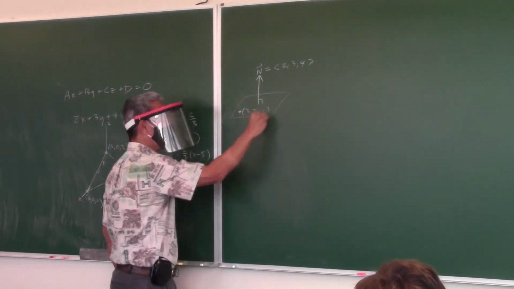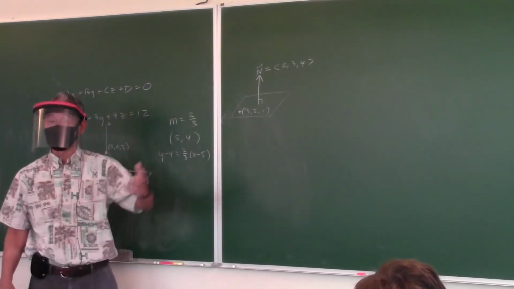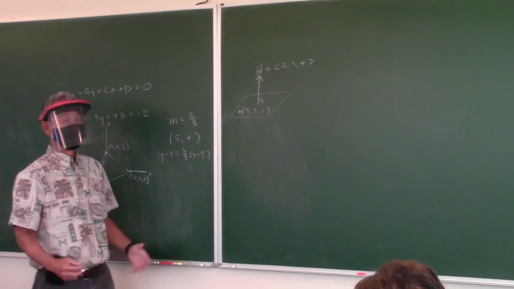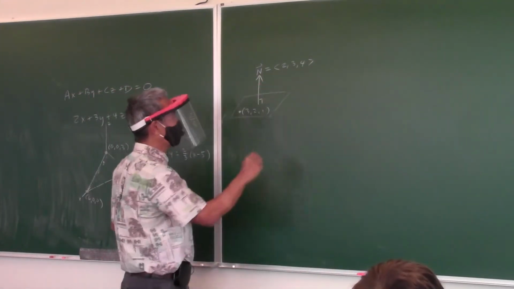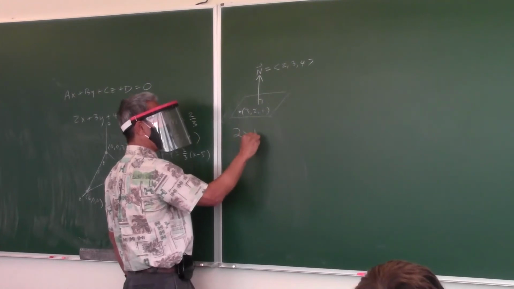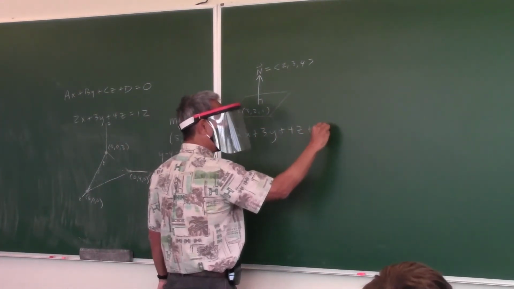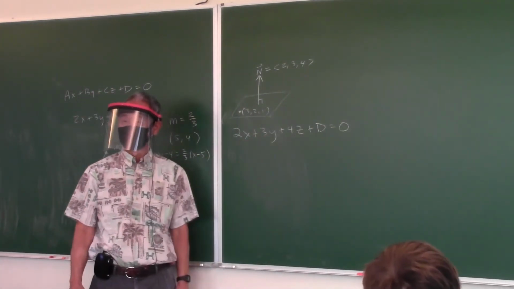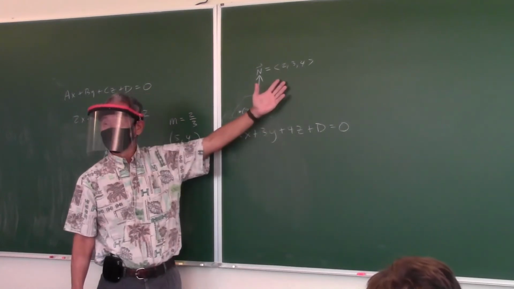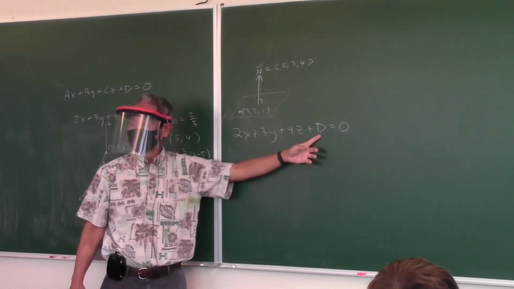3, 2, 1. What would be the equation of the plane? It's really easy. It's actually easier than in 2 dimensions. Watch this. If this is the perpendicular vector, then the equation of the plane is 2x plus 3y plus 4z plus d equals 0. Where did I get the 2, 3, and 4 from? The perpendicular vector's components.